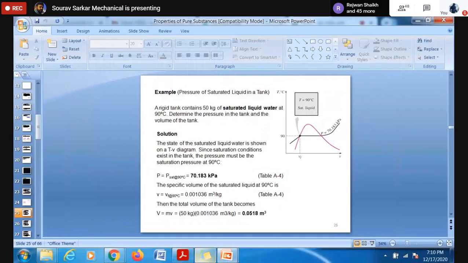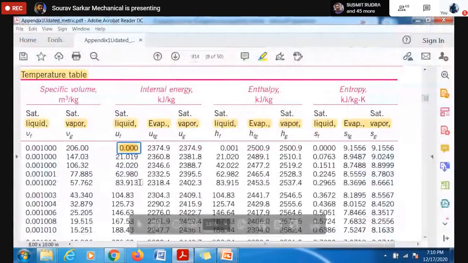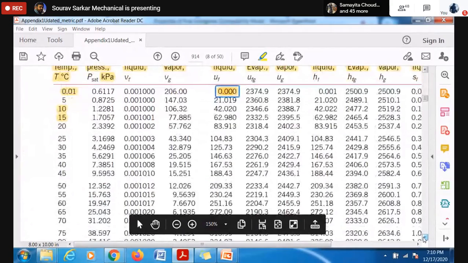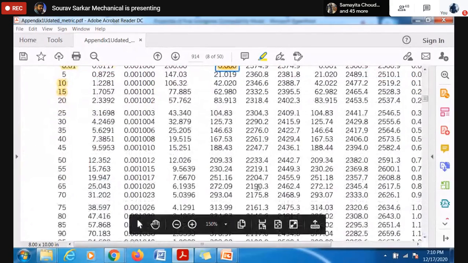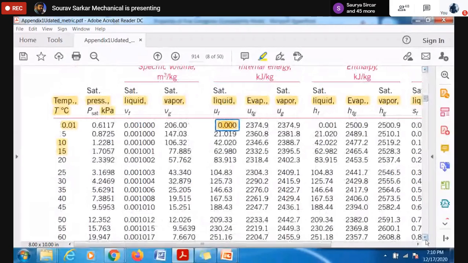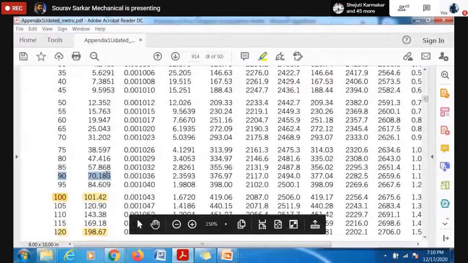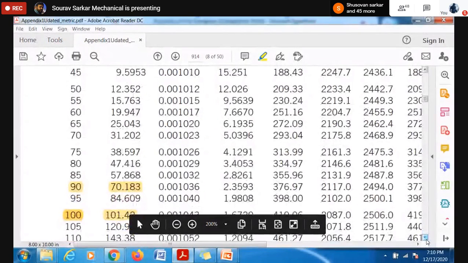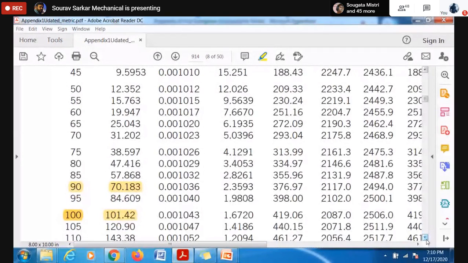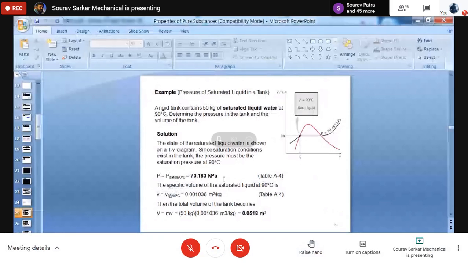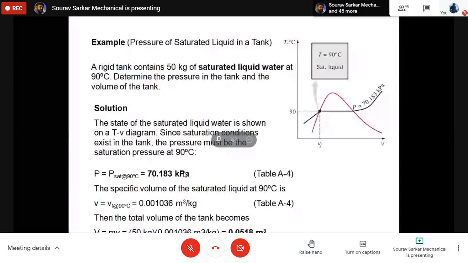So if I go to the table, I will look into the temperature table because the temperature is mentioned. So if I go to 50, 60, 70, is it the pressure table or the temperature table? Temperature table. So if I go to 90 degrees Celsius, you see what is the pressure? What is the saturation pressure at 90 degrees Celsius? 70.183. Yeah, exactly. So here it is written that the pressure is this.